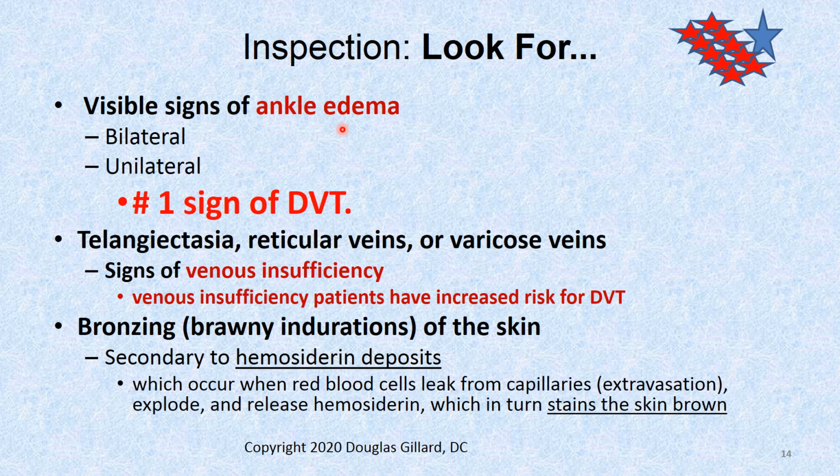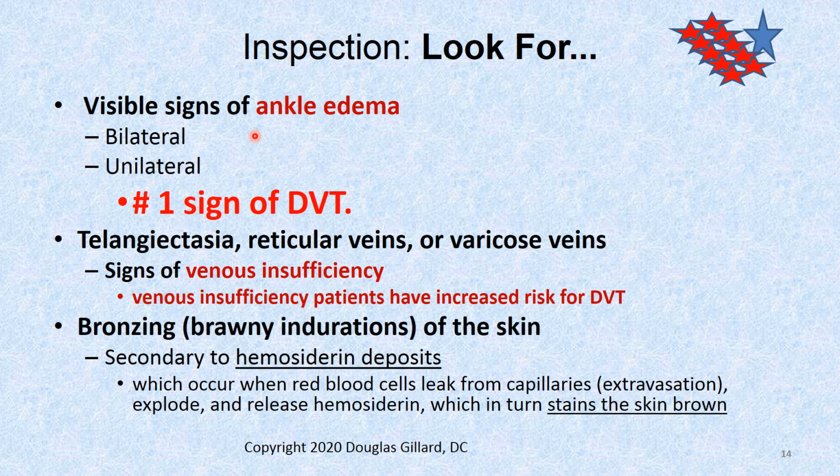Again, the number one sign of a DVT, deep vein thrombosis, is visible ankle edema, unilateral. If they have sciatica, great. If all of a sudden your loved one or a kid has swelling around one ankle and not the other, you have to think DVT until it's ruled out. You can do all these other tests, but you have to send them to the ER if it appears out of the blue, just to have an ultrasound.